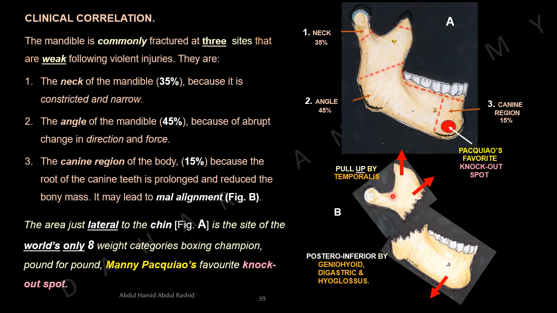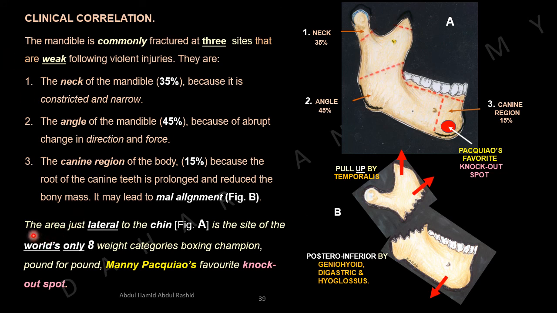When the mandible is fractured, let's take the commonest site, the angle of the mandible. The mandible will be divided into two at the fracture site, a proximal part and a distal part. What will happen? The proximal part will be pulled up by the temporalis muscle, which is attached here, and the distal part and the chin will be pulled down by the geniohyoid, digastric, and hyoglossus muscles.